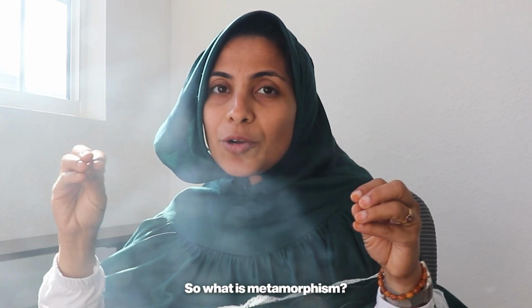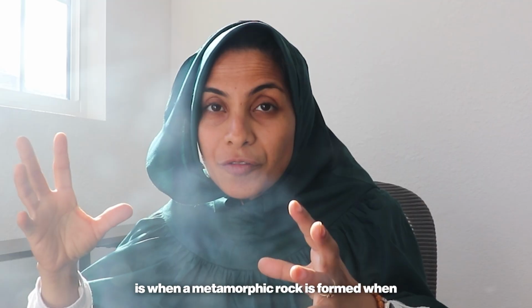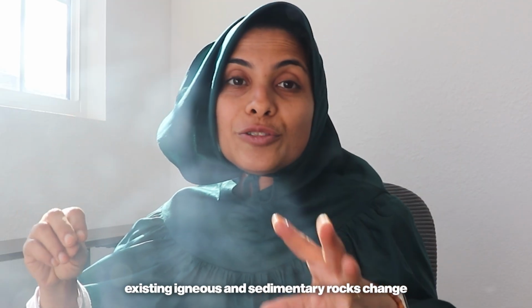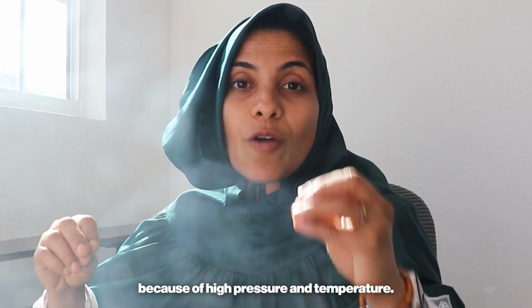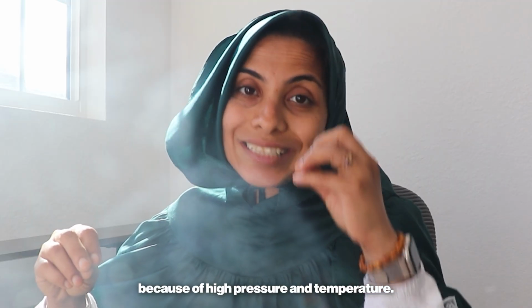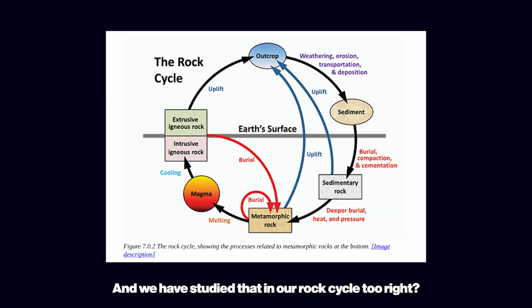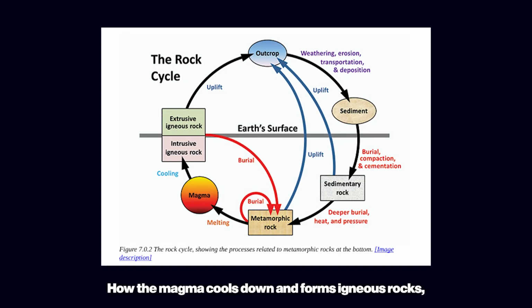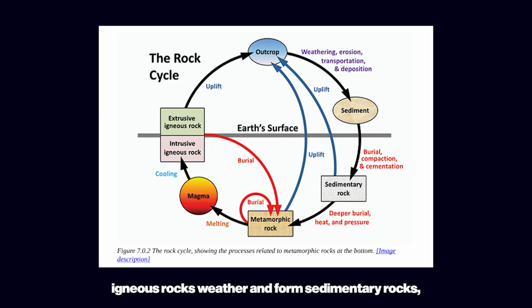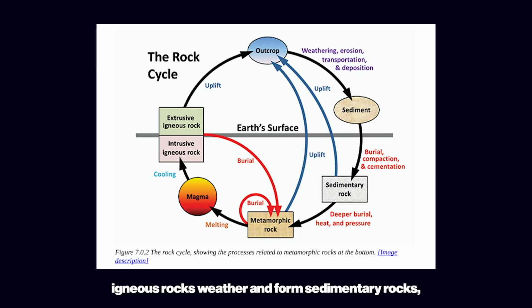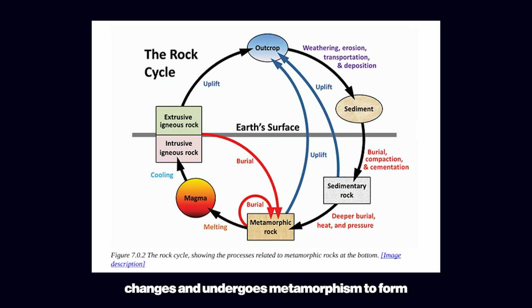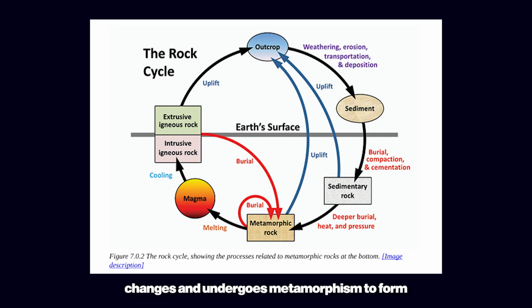So, what is metamorphism? A metamorphic rock is formed when existing igneous and sedimentary rocks change because of high pressure and temperature. And we've studied that in our rock cycle too, right? How the magma cools down, forms igneous rocks. Igneous rocks get weathered and form sedimentary rocks. Sedimentary rocks and igneous rocks, when they undergo high temperature changes, undergo metamorphism to form metamorphic rocks.